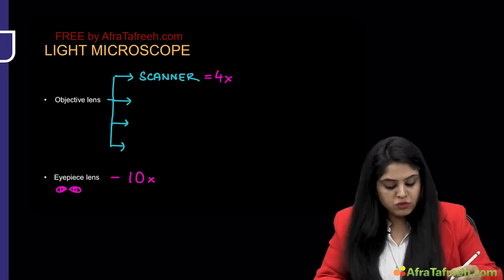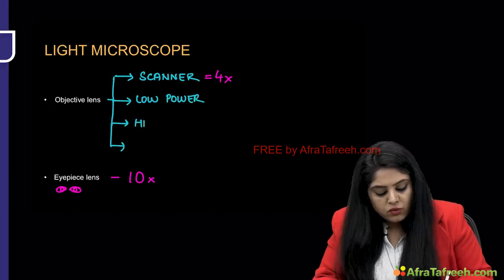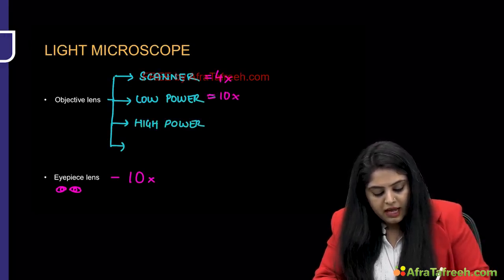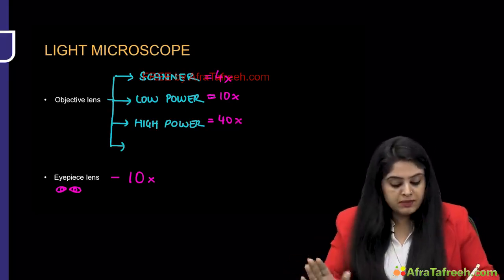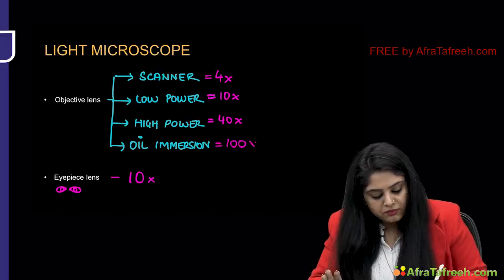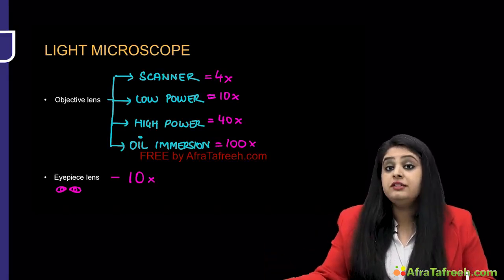Then I say I'm not happy with 4 times. Let me go to a little bigger magnification. So first I go to low power and then I go to high power. Remember, low power is going to be 10x, and high power is going to be 40x. So 4, 10, 40. But finally I say I want to look at it under the oil and under maximum. What is oil immersion? Oil immersion is going to be 100x. So remember, 4, 10, 40, 100. These are the 4 lenses.